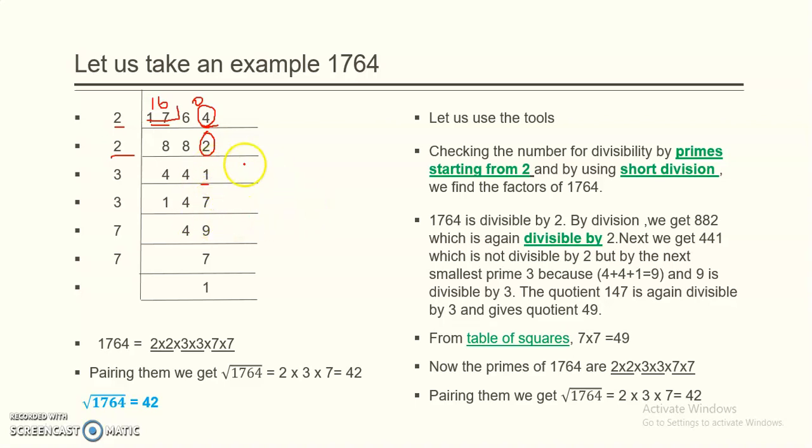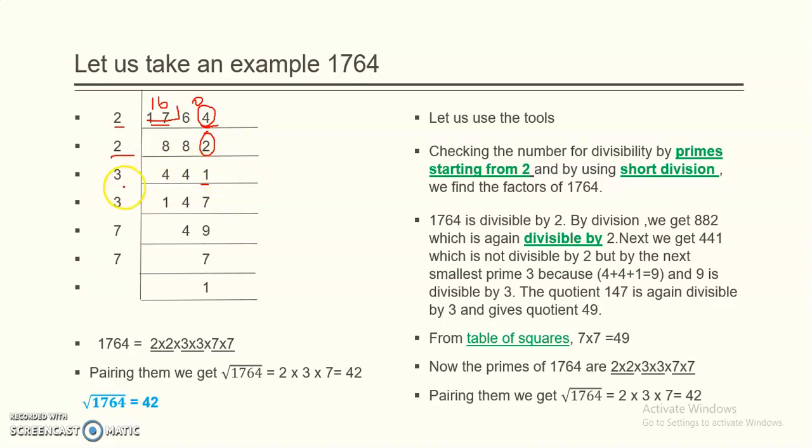So let us check for the next divisibility. So which is the next prime after 2? It is 3. So 4 plus 4 plus 1 is equal to 9, and 9 is divisible by 3. So 441 is also divisible by 3. That's the test for 3.